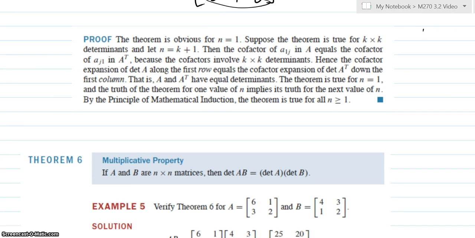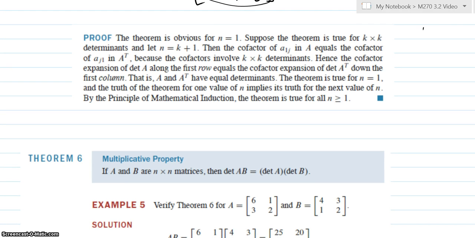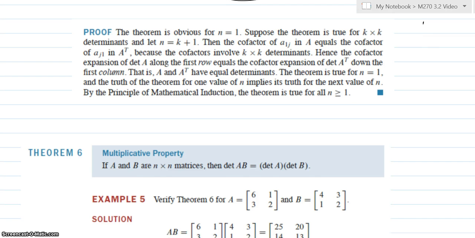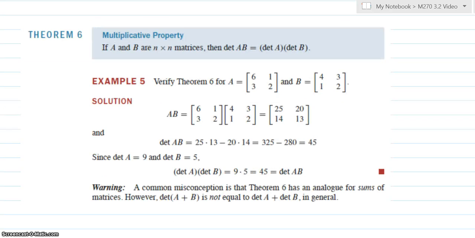The following theorem we're going to use a lot in our next section: if both A and B are n by n matrices, then the determinant of A times B is the determinant of A times the determinant of B. This is very powerful. The proof of this one is in the book at the end of the section. We won't prove this one, but it is in the book for you to look at if you're interested.